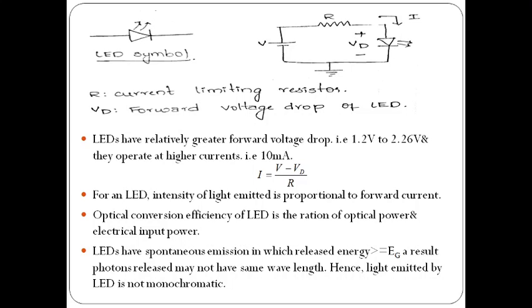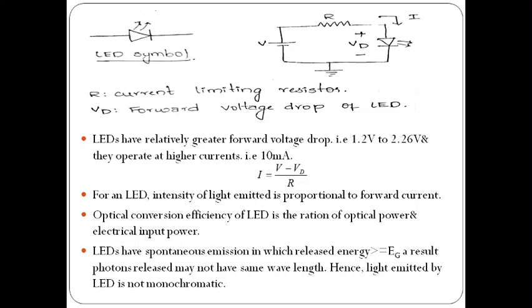The characteristics of light emitting diodes are similar to a normal PN junction diode, but the cut-in voltage, the forward voltage drop, is more in LEDs. Coming to reverse bias, it works like a normal PN junction diode only, but in forward bias it emits light. The forward voltage drop is more compared to normal PN diodes.